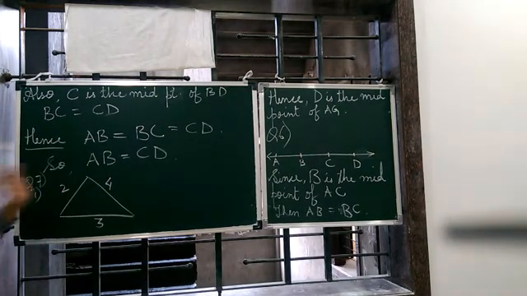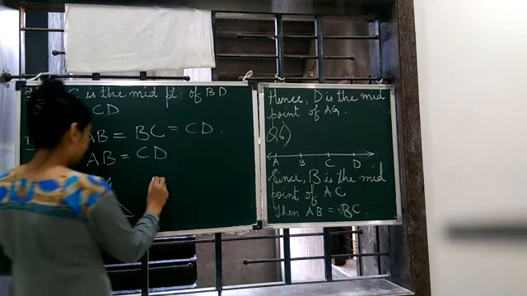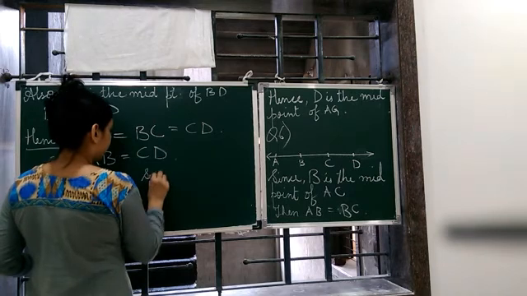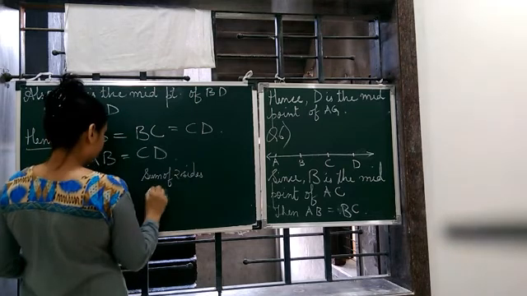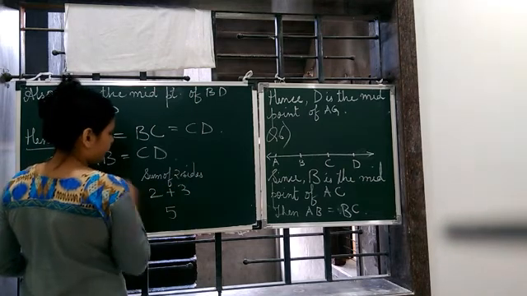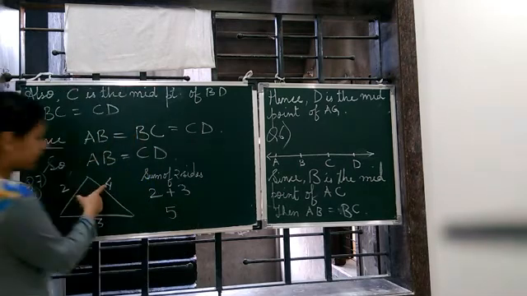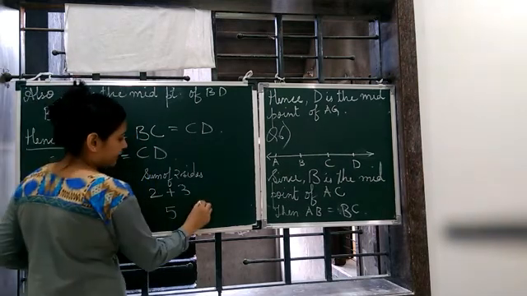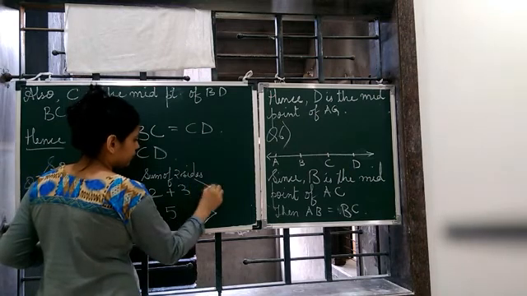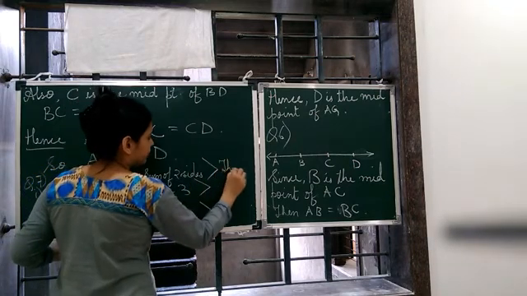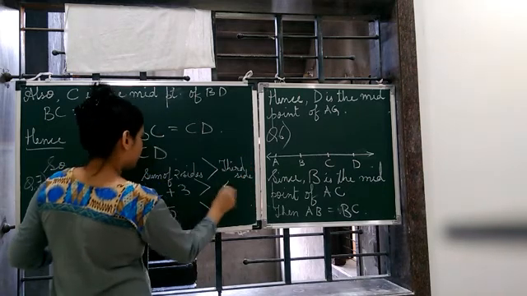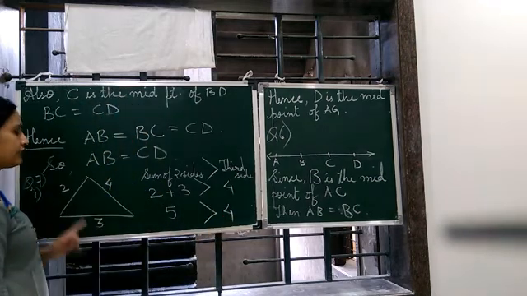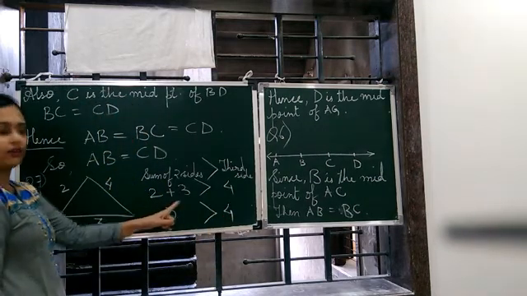Any two sides is greater or is smaller? We have to check whether it is smaller than the third side or not. So here we do it. Sum of two sides, which is equal to 2 plus 3, which is equal to 5. Is 5 greater or smaller? It is greater than the third side. Third side is how much? 4. So sum of two sides here is greater than the third side.